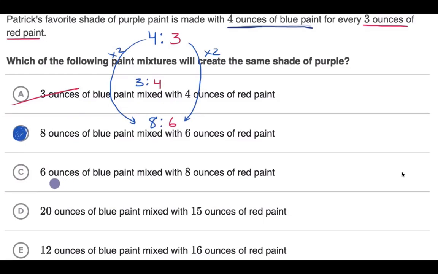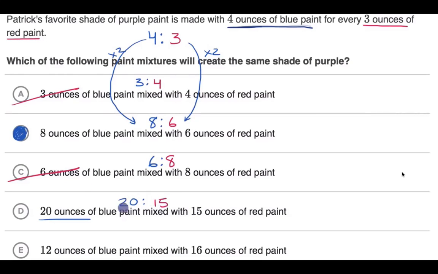All right, here they say 6 ounces of blue paint mixed with 8 ounces of red paint. So this is a ratio of 6 ounces of blue paint for every 8 ounces of red paint. Just like we ruled out that first one, this is dealing with the same numbers, but in a different order, and the order matters. We'll rule that out.